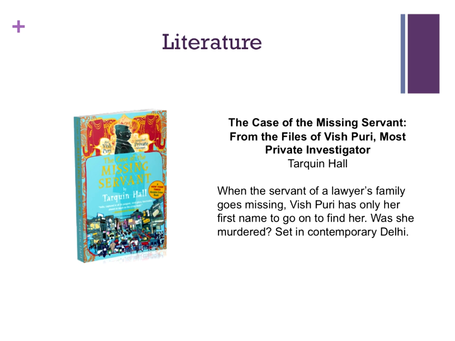So in The Case of the Missing Servant, the servant of a lawyer's family goes missing, and they only know her first name, Mary. They don't know where she's from, they don't know a last name, they knew nothing else about her. And so Vish Puri only has her first name to go on. They assume that she is murdered, and so it's up to him to determine, was she murdered, is she still alive, if so, where is she?